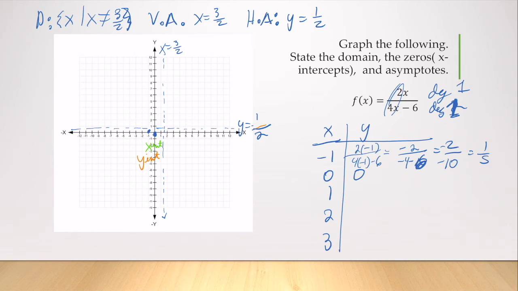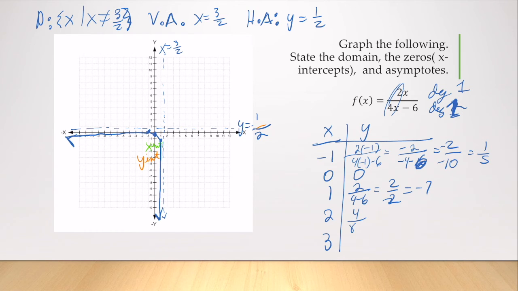Next, when x is 1, 2 times 1 is 2 over 4 minus 6. So I get 2 over -2, which is -1. Graph that, and then you can plot the left-hand side.